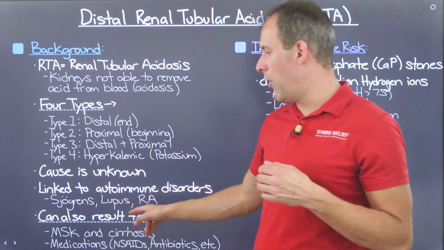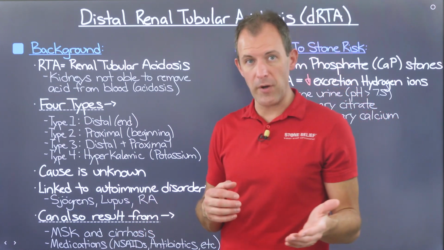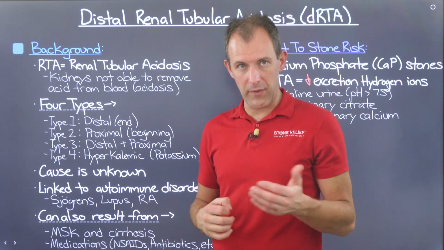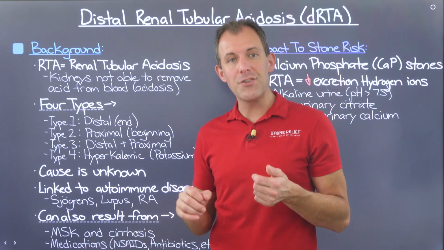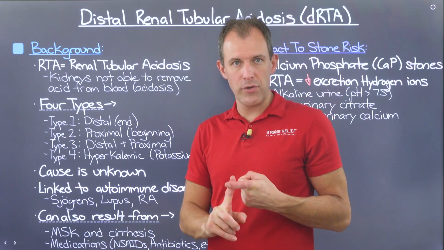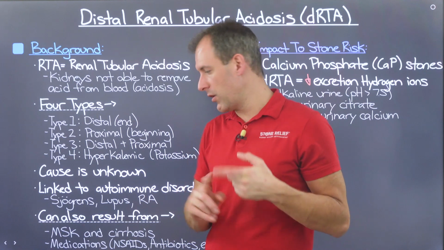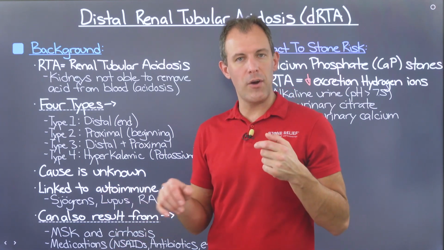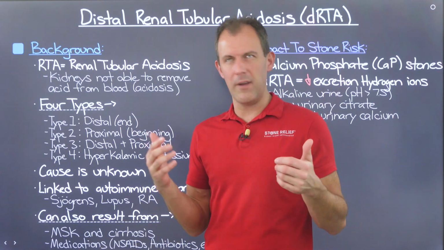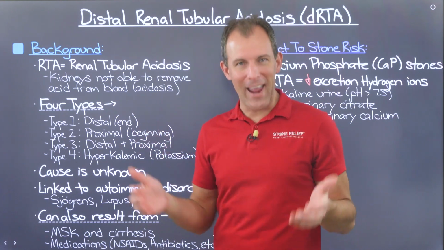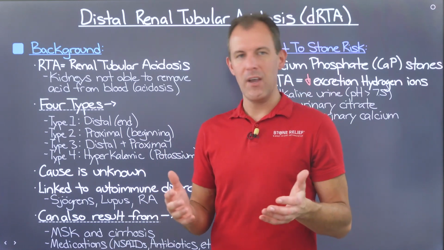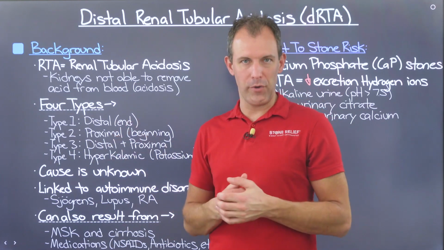Beyond that, it can also result from things like medullary sponge kidney, which we have a video on as well, and also things like cirrhosis of the liver. There are also certain medications that can lead to this. Non-steroidal anti-inflammatory drugs like Advil or ibuprofen can cause problems. Antibiotics can also cause issues. Things like lithium, which is not psychoactive, but a psychiatric type of drug, and there are a whole host of other things that can wreak havoc with regards to distal renal tubular acidosis.